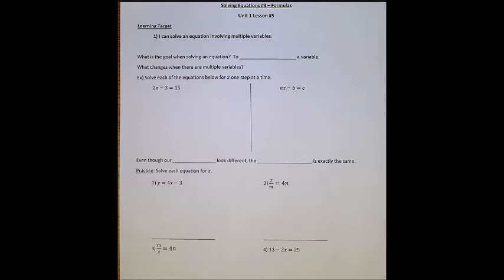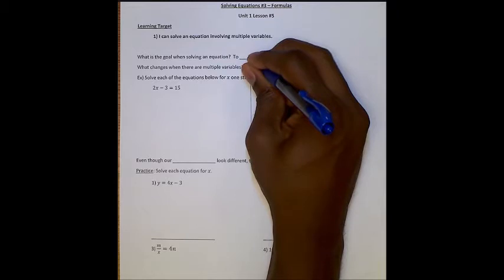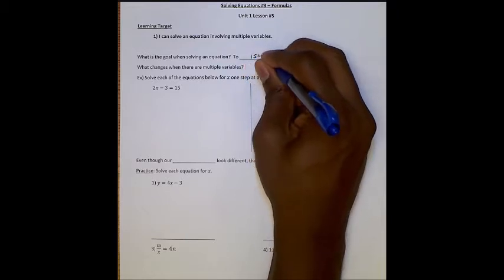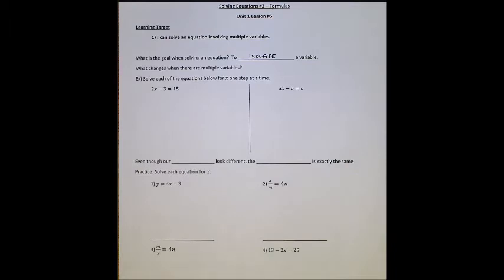Okay, so big question: what's the goal when you're solving an equation? That goal is to isolate a variable. We're going to talk about some new types of problems today, literal equations or formulas, however you want to look at that. But we're going to show that the rules will stay the same. So we're going to solve each of these questions below. It says solve each equation below for x one step at a time.